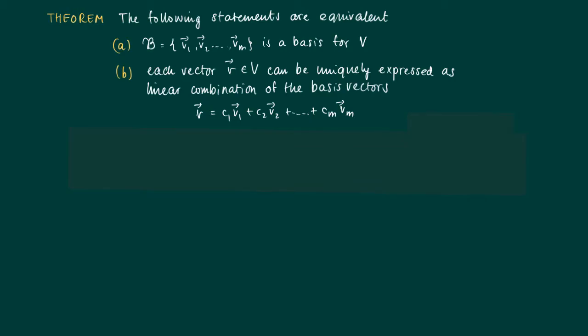Here we prove the following theorem. Beta = {v1, ..., vm} is a basis for V if and only if each vector in a subspace V can be uniquely expressed as a linear combination of the basis vectors.